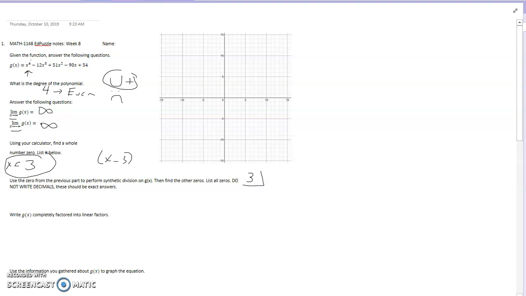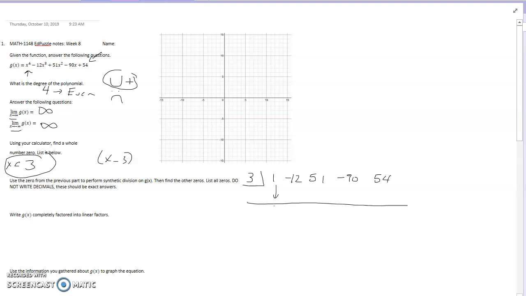Now we write the coefficients in front of our polynomial that we started with. What's the number in front of x to the 4th? It's 1. What's the number in front of x cubed? It's negative 12. What's the coefficient in front of x squared? It's 51. What's the coefficient in front of our x term? Negative 90. And then our constant term is 54. We draw a line, and we're going to go through this process where we divide this polynomial up.